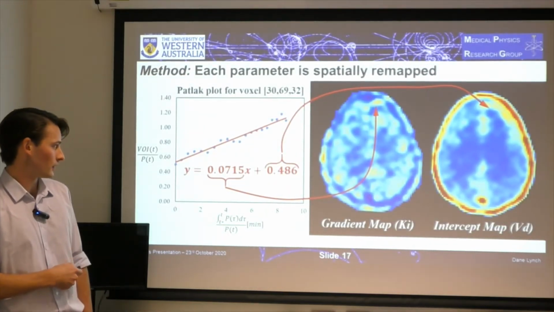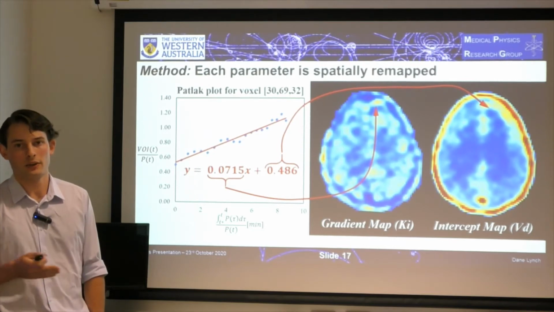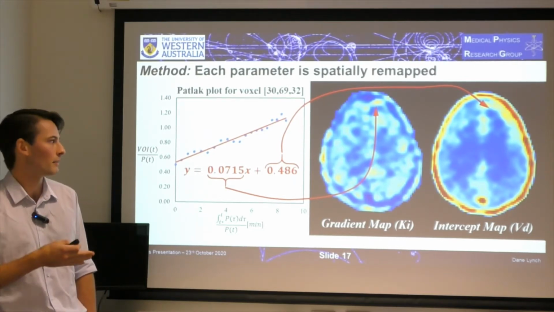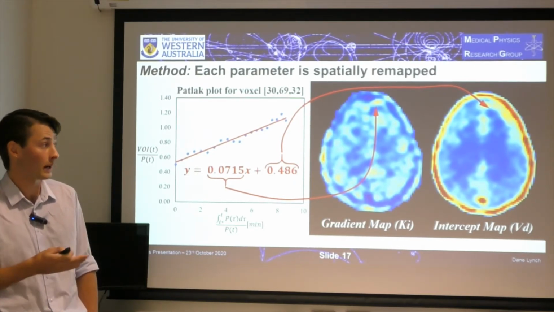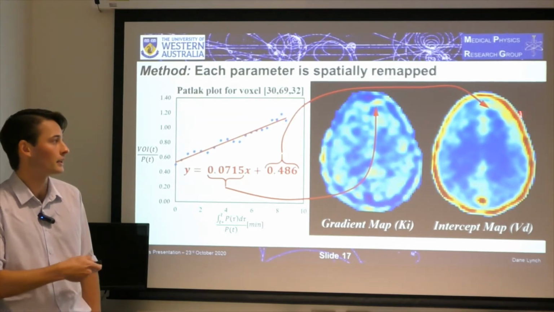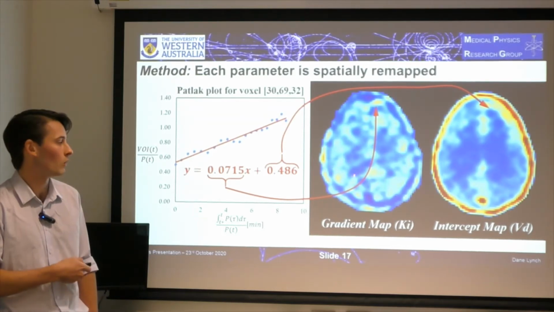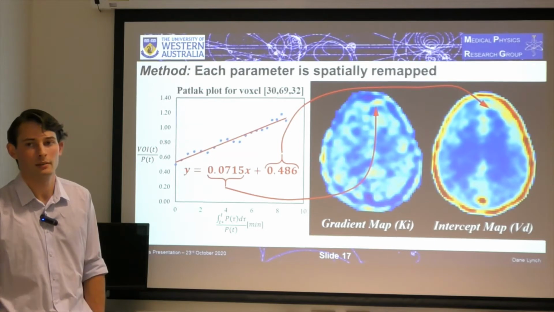Once this gradient and intercept was calculated for each individual voxel, it was then remapped spatially from where it was calculated, giving us two distinctive parametric maps, one for the gradient and one for the intercept.